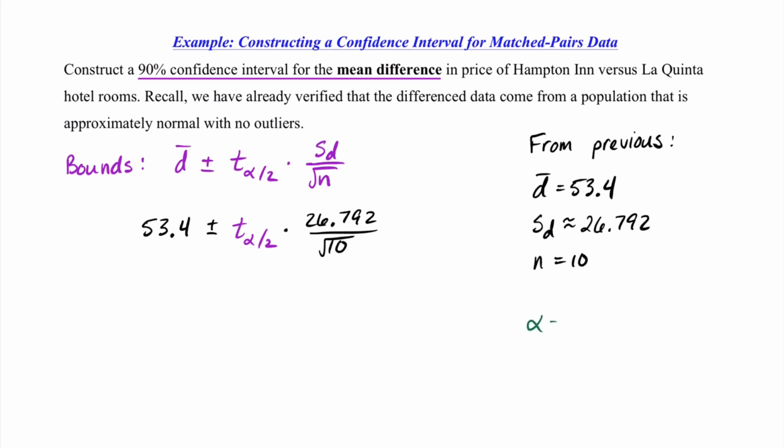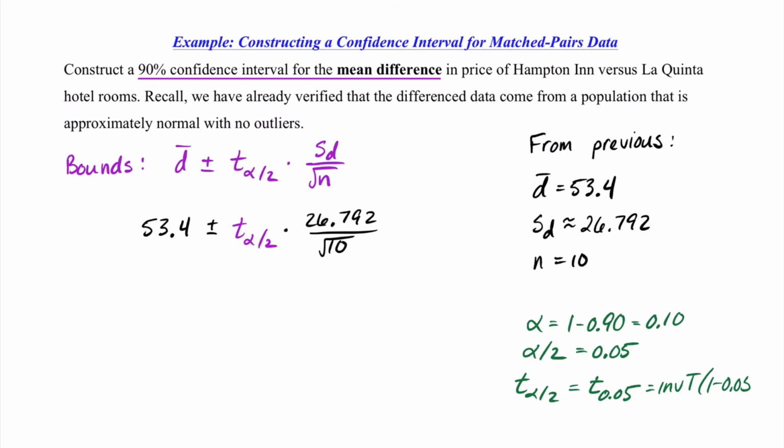To find t sub alpha over 2, of course we need to find alpha first, which would be the complement of our confidence level. So alpha is 1 minus 0.90, giving us 0.10, and that means alpha over 2 would be 0.05. So to find t sub alpha over 2, we need t sub 0.05. Using the inverse t function as opposed to the inverse norm function, remembering to be careful with that, we've got inverse t of 1 minus 0.05 with 9 degrees of freedom since our sample size is 10. And that means our value for t sub alpha over 2 is approximately 1.83.